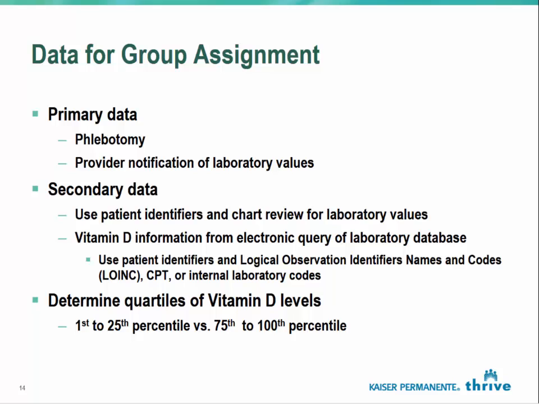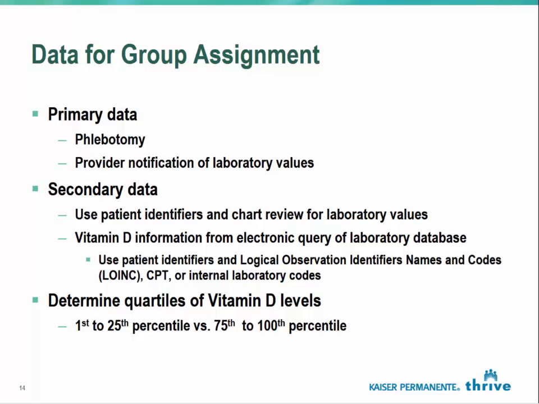If we're going to collect this prospectively, we're going to collect it directly. We'd ask the patients to show up at the lab and have phlebotomy, where we're going to collect the information on their vitamin D levels. We also may see that the provider gets a notification of laboratory levels, maybe through a fax or an email, and from that information we could glean what the patient's vitamin D levels were. Secondary data we could use would be chart review. We could actually look through these, or, as I was showing before, we could query the electronic laboratory information. In this we would use the LOINC numbers for the labs.